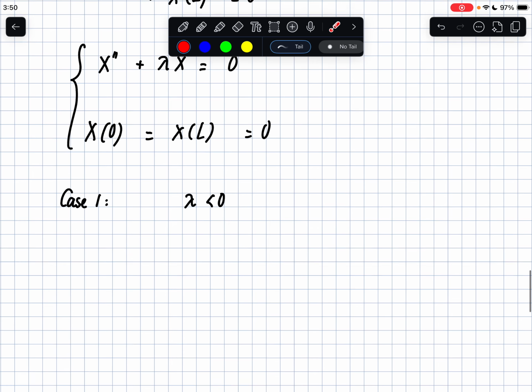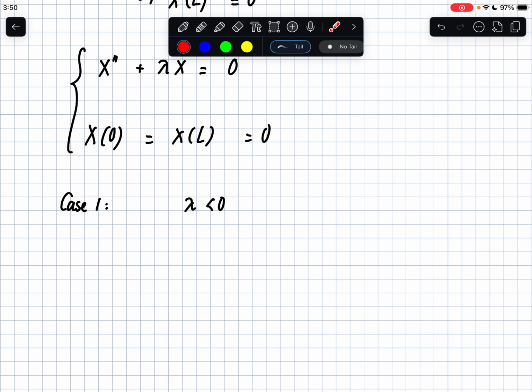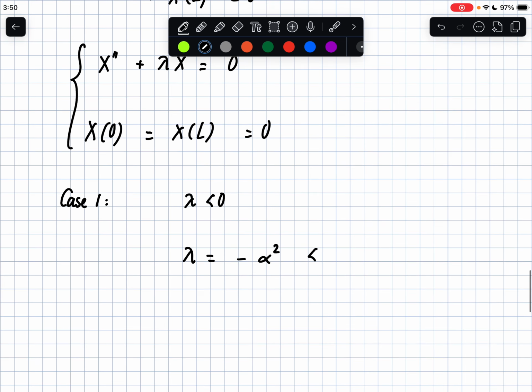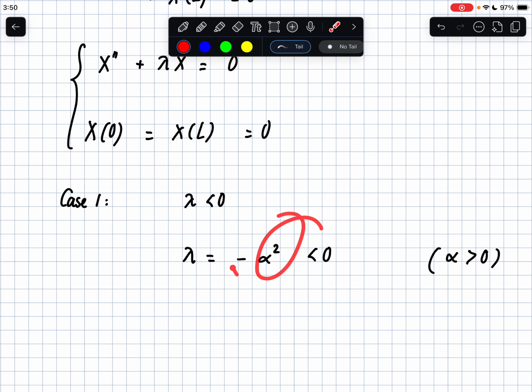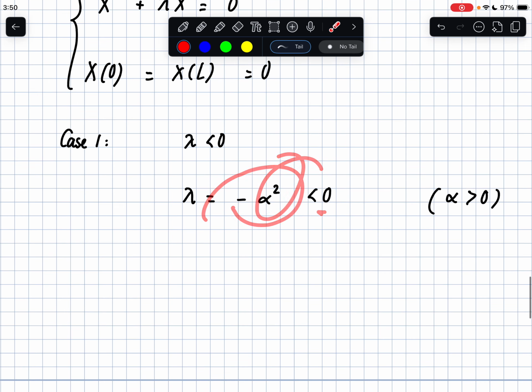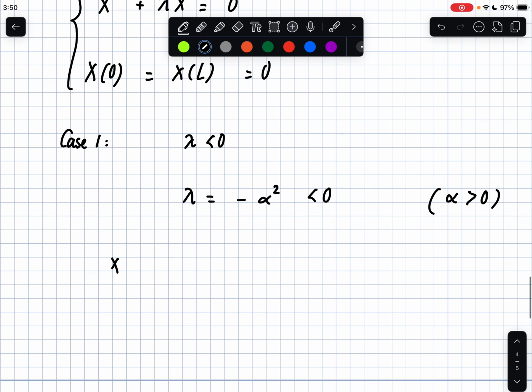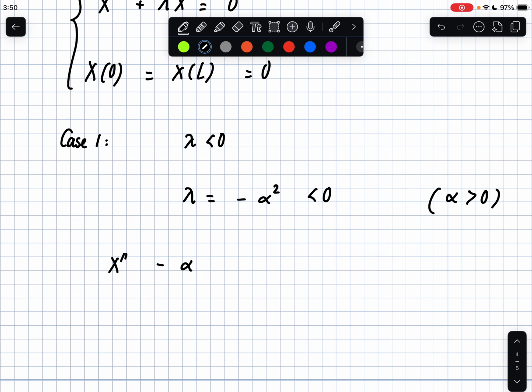So for the first case, lambda negative, I can suppose lambda is written as minus alpha square. So alpha, choose it to be non-zero. I choose it to be positive. Square of this positive, minus that negative. The equation: X double prime minus alpha square X equal to 0.